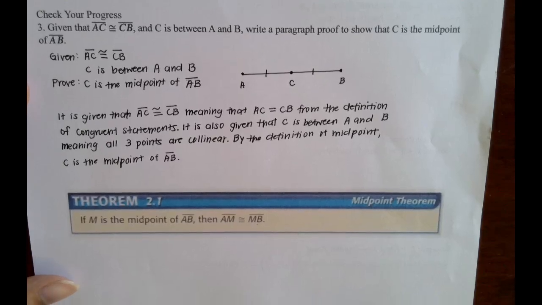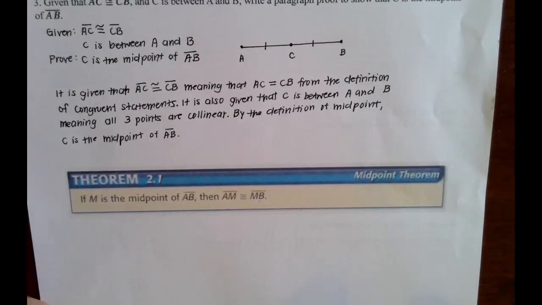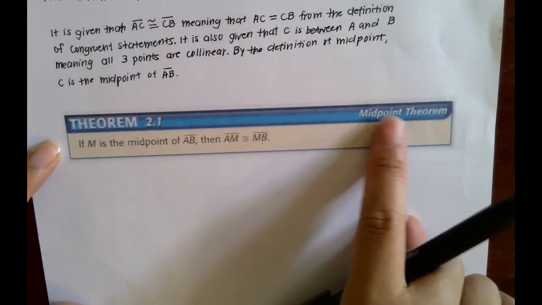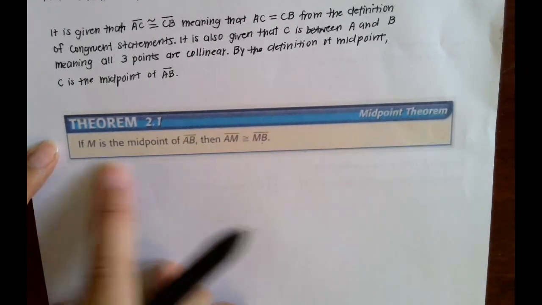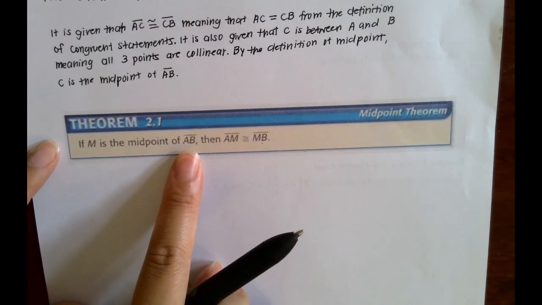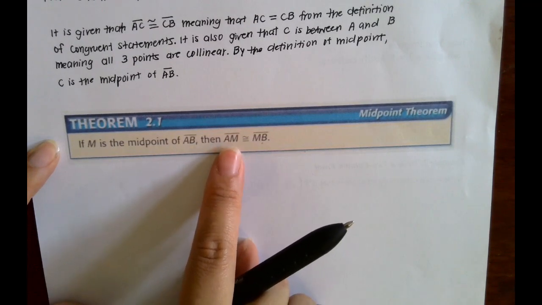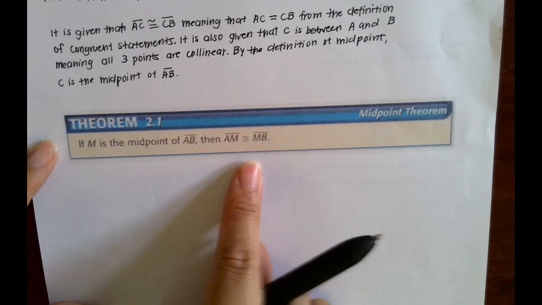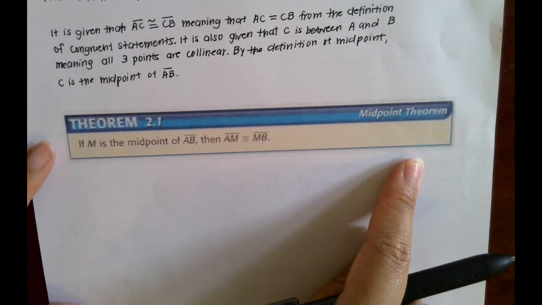And then from here, our book teaches us about the midpoint theorem. Whenever you want to talk about that, this is the midpoint theorem. That is its official name. So if M is the midpoint of a line segment, like segment AB, then segment AM is congruent to segment MB. Whenever you want to refer to this in your proof, you would call it your midpoint theorem.